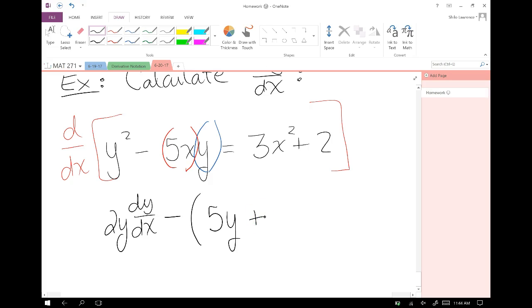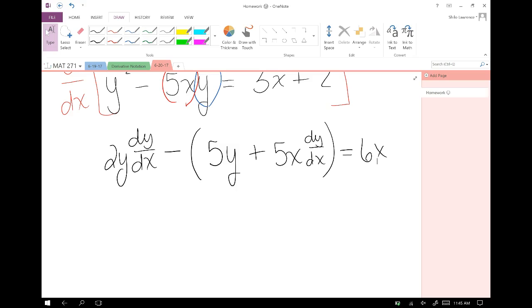And then we're going to do the original of the first times the derivative of the second. So the derivative of y, dy dx. And then I have an equal sign. That transfers down just like the pluses and the minuses and the coefficients. We want the derivative for 3x squared. 6x, it's an x, so just do it normal. And then the derivative for 2 is 0.